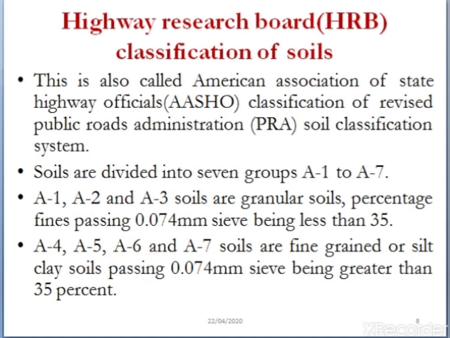A6 group soils are plastic clays having high values of plasticity index exceeding 10% and a low value of liquid limit below 40%, and they have very high volume change properties with variation in moisture content. A7 soils are clay soils like A6, but A7 soils have very high values of both liquid limit and plasticity index, where the liquid limit is greater than 40% and the plasticity index is greater than 10%.